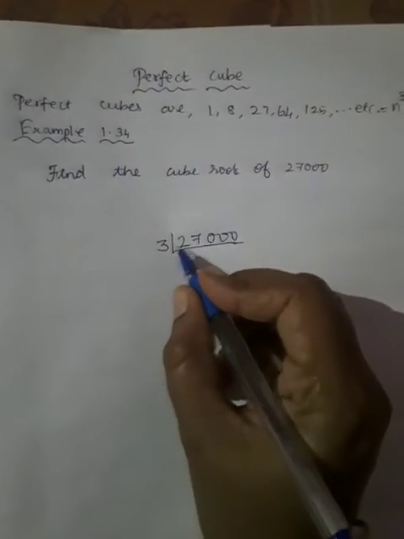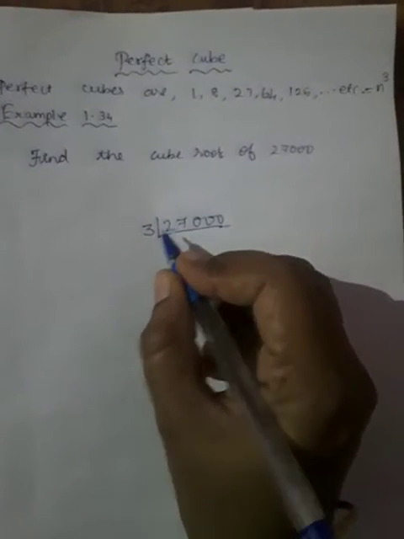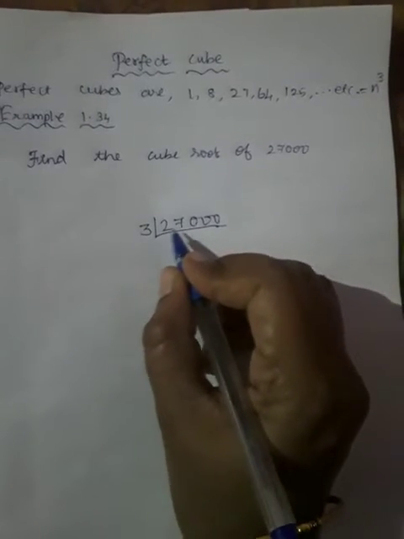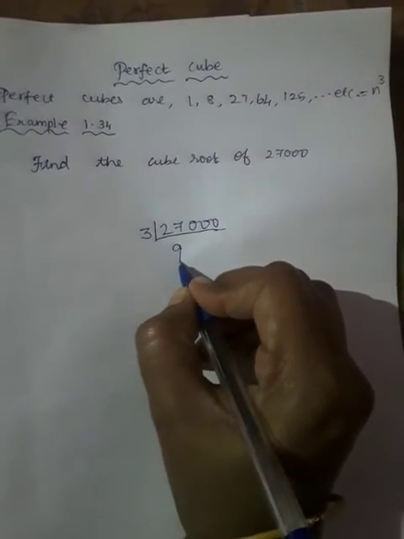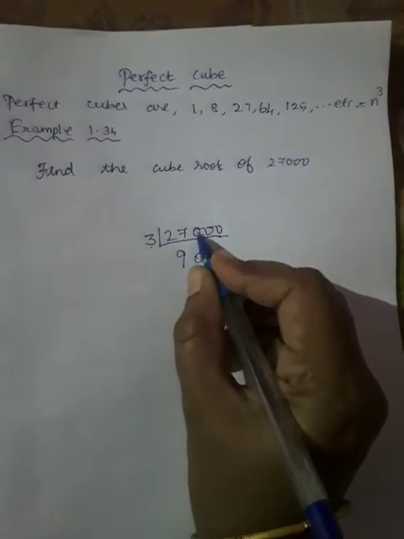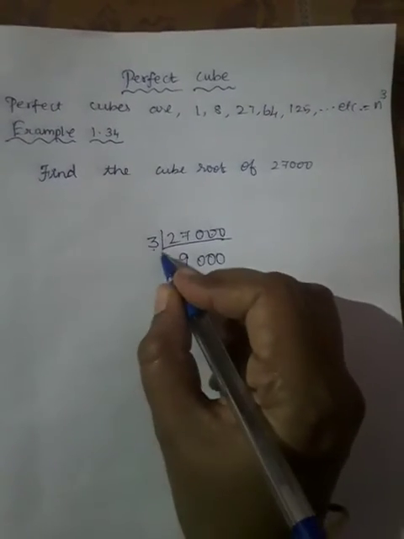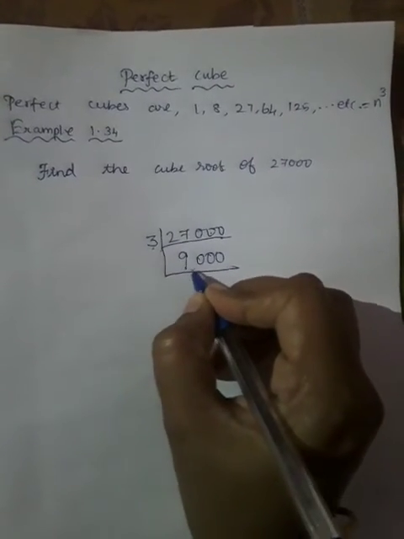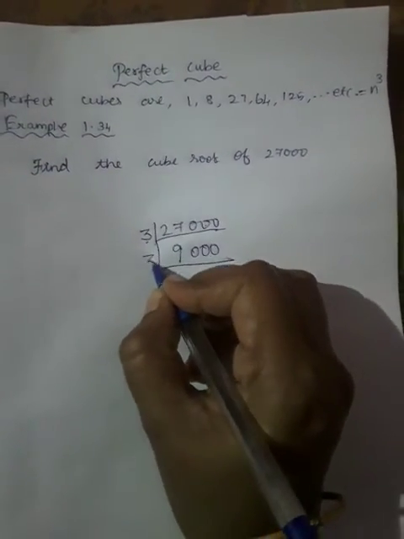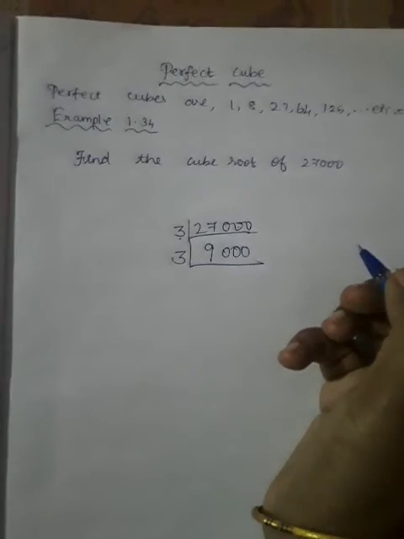Compare 3 and 2. 2 is the smallest number. So take 3 9s are 27. 3 zeros are 0, 3 zeros are 0, 3 zeros are 0. Now again, the first number is 9. Again, the 9 can be divided by 3. This is the way you can find the divisor.